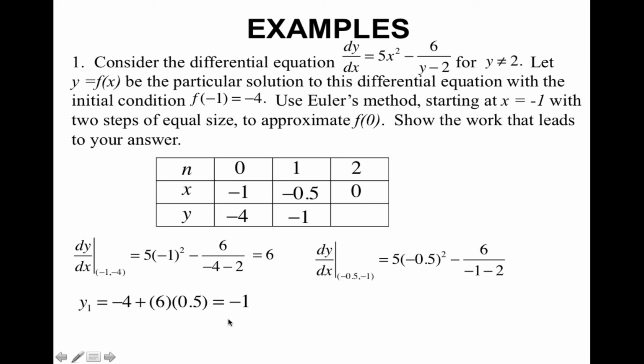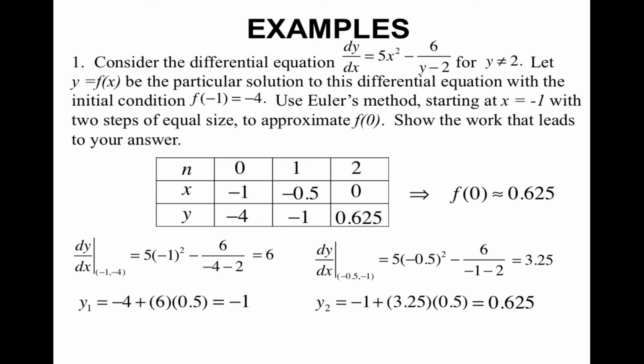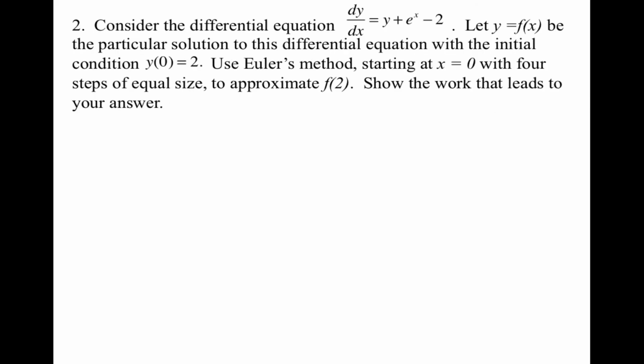Now you find the slope at the next point, (-0.5, -1). Plug those x and y into the differential equation to get a slope of 3.25. Find the next y value using the previous y value. Simplify to get 0.625. So this means that on the particular solution, when x equals 0, y equals approximately 0.625. All right, now why don't you go ahead and try this one on your own?